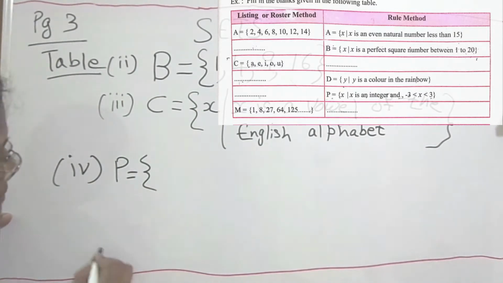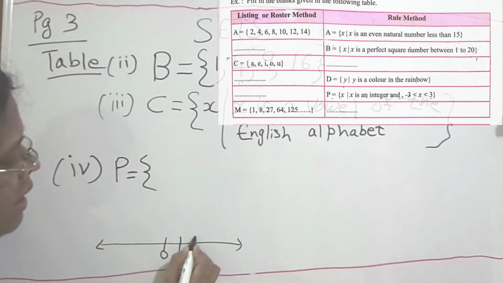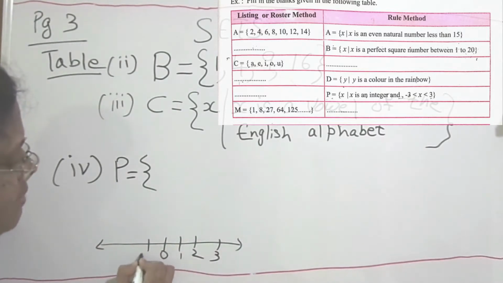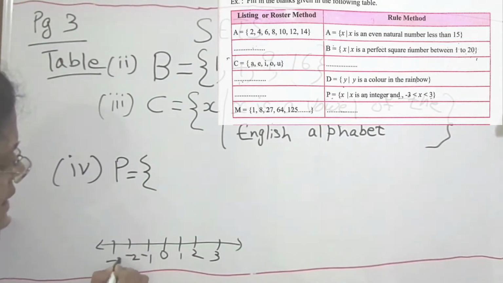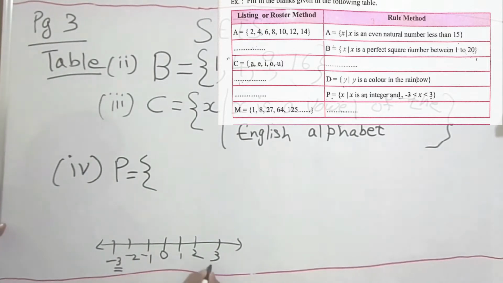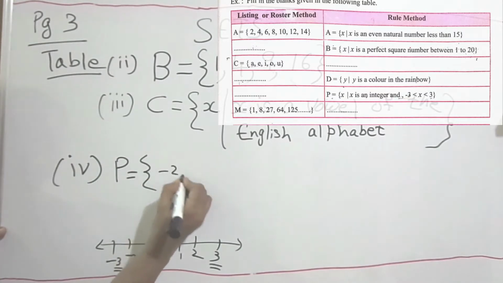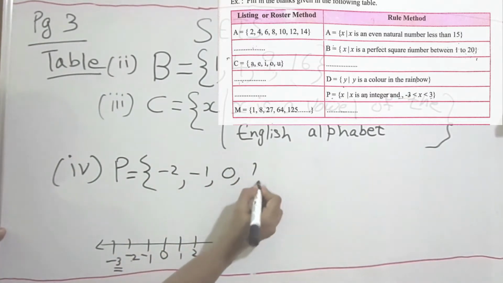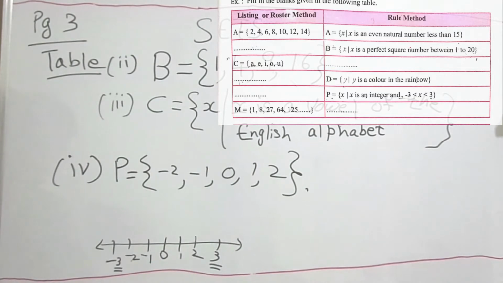Now you can draw the number line and find out which are the numbers. Here it is 0, 1, 2, 3. And here -1, -2, -3. Which are the numbers which are coming between -3 and 3? Which are the numbers? -2, -1, 0, 1, 2. Close the bracket. Okay. So now we go to the next one.